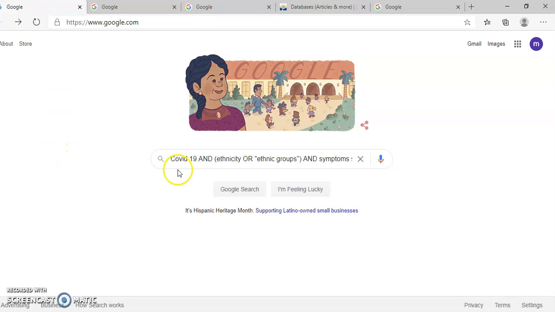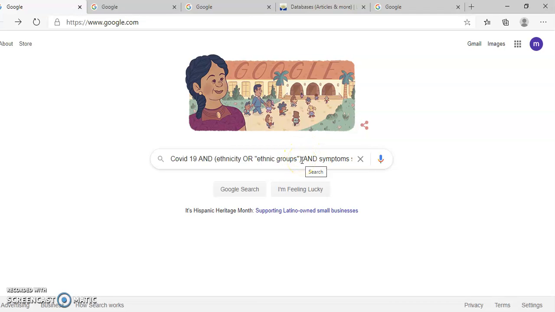So first, we'll search for a trending topic, COVID-19. And so I wrote in COVID-19 and capital A, capital N, capital D. This is implied with Google, but it never hurts to write it in. It doesn't change the search process, and it's a good habit to get into because you need it with databases. Then in parentheses, I'm also typing in ethnicity or capital O, capital R, and then I'm putting ethnic groups in quotes because it's a two-word phrase, and quotation marks will tell Google you want that exact phrase. And then I'm finishing the parentheses.